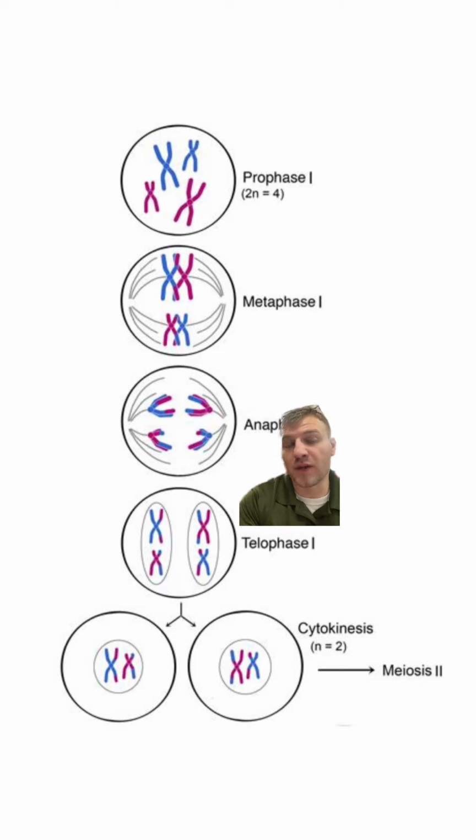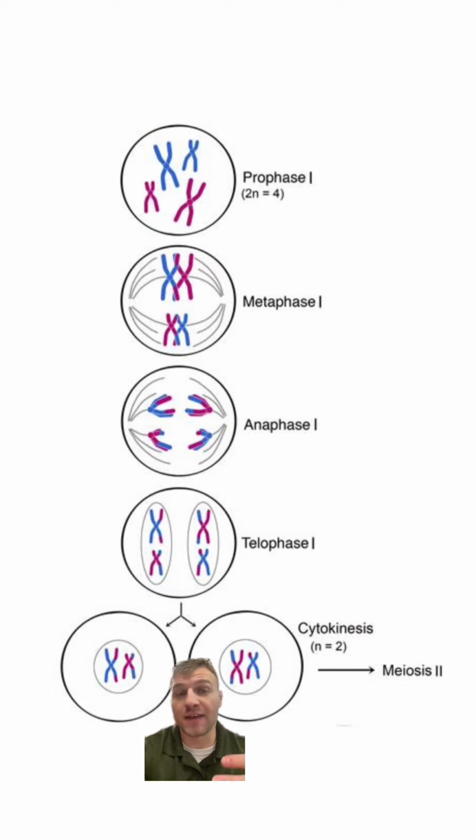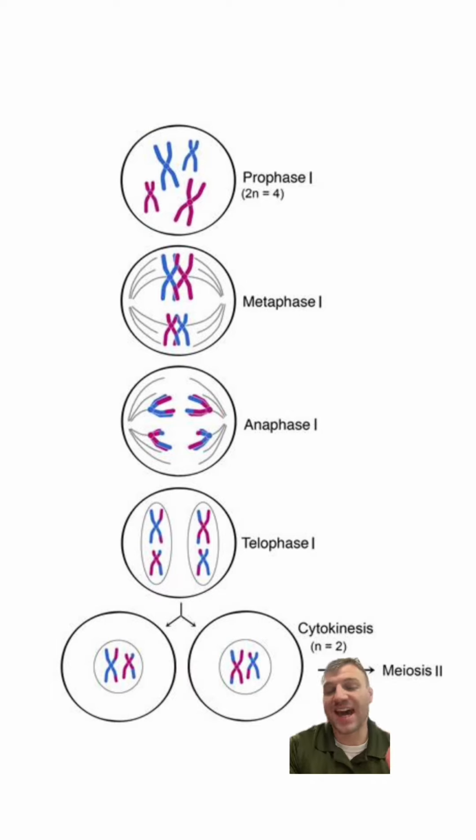During telophase 1, the nucleus starts to reform. And sometimes it is called cytokinesis. I like using the term interkinesis, but the cell splits. It's important to remember at this point, these 2 cells are haploid since they have half the number of chromosomes from the original parent cell. After this round of cytokinesis or interkinesis, the cell will enter meiosis 2.